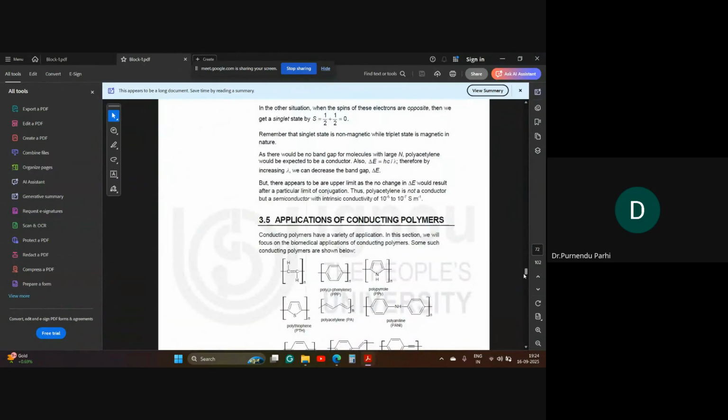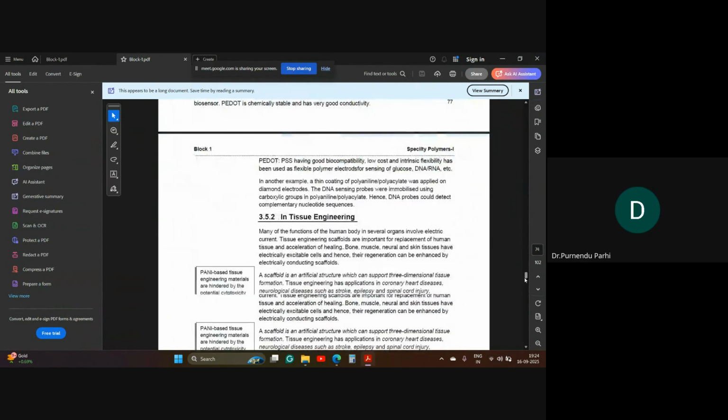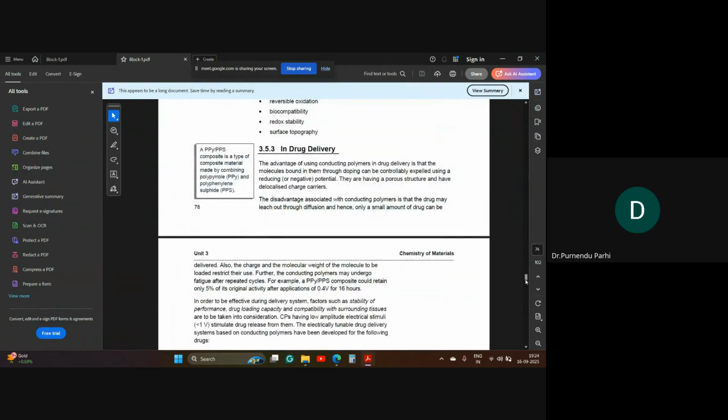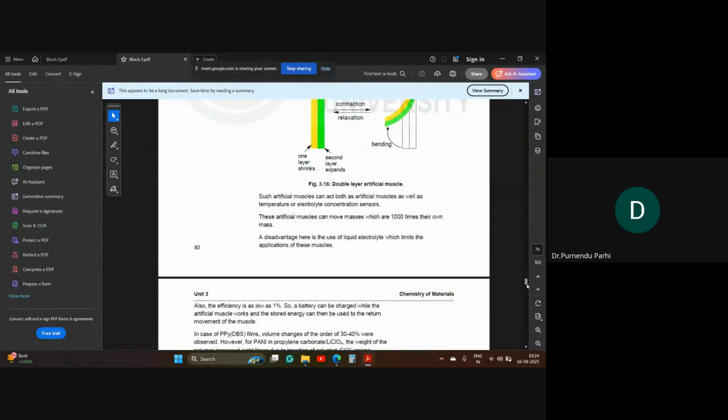Okay, so applications of conductive polymers. These conductive polymers can be applied in biosensors, in tissue engineering, in drug delivery, in artificial muscles. So you can use these conducting polymers.